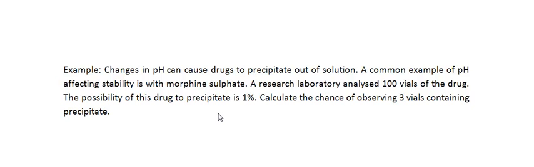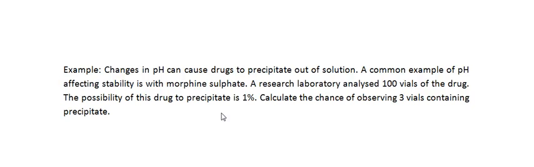Now each trial must have all outcomes classified into 2 categories. That's the third requirement. In this case, you can either pick a vial which is precipitated or which is not precipitated. So in this case, there are 2 categories. So the outcome is dichotomous.